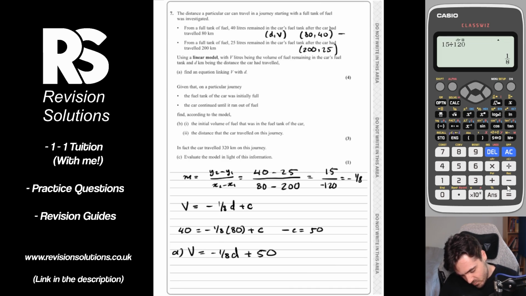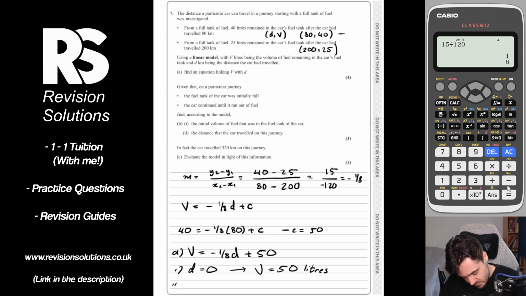Right, then part B part 1 says, find according to the model the initial volume of fuel that was added in the fuel tank of the car. So that's when the car's travelled no distance. So we can get that just by subbing in when D equals 0. And we get the volume of the tank to be 50. And I always state the units in this. So that'll be 50 litres is the units they've used.